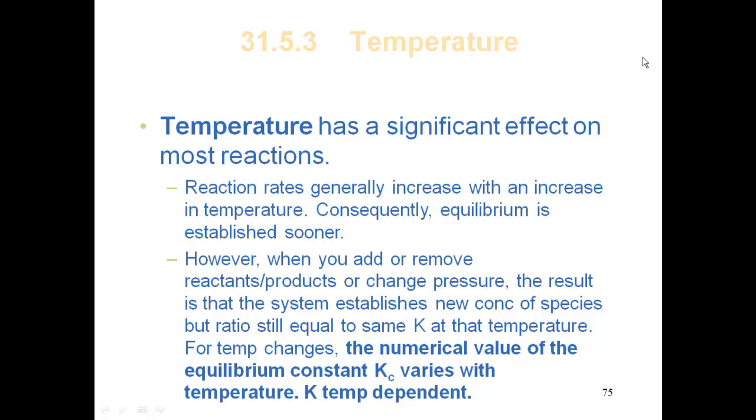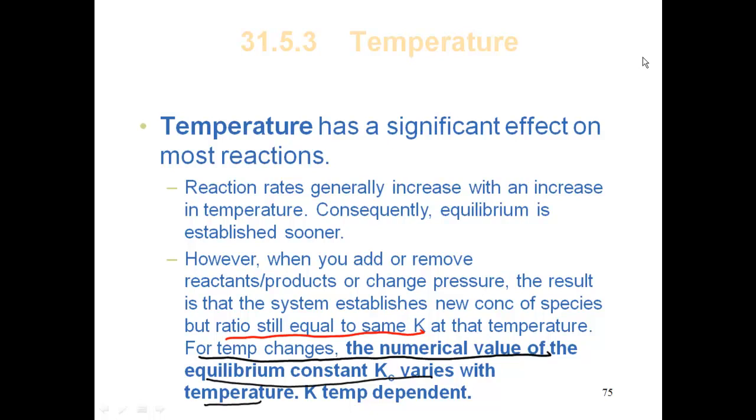So when you add or remove reactants or products or change pressure, the result is that the system establishes new concentrations of all the species, but the ratio is still equal to that same K at that temperature. However, for temperature changes, the numeric value of the equilibrium constant Kc varies with temperature. Therefore, it's going to change. Remember, K is temperature dependent.